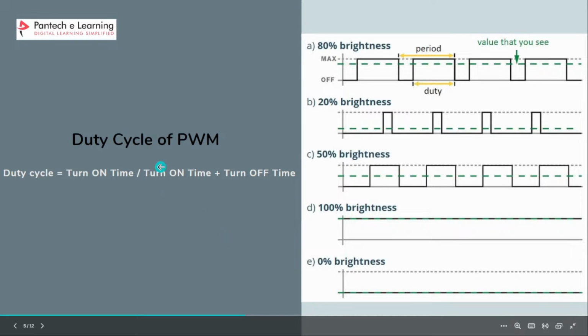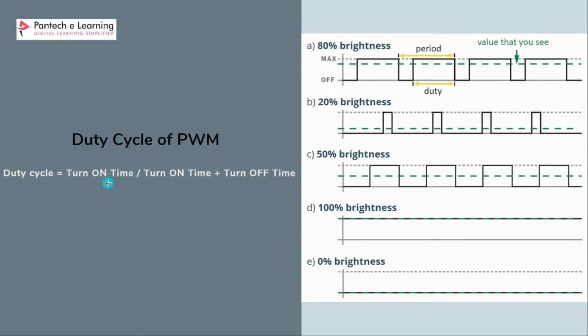The formula to calculate the duty cycle is: duty cycle equals turn on time divided by turn on time plus turn off time. The average value of the voltage depends on the duty cycle. As a result, the average value can be varied by controlling the width of the on time of a pulse.